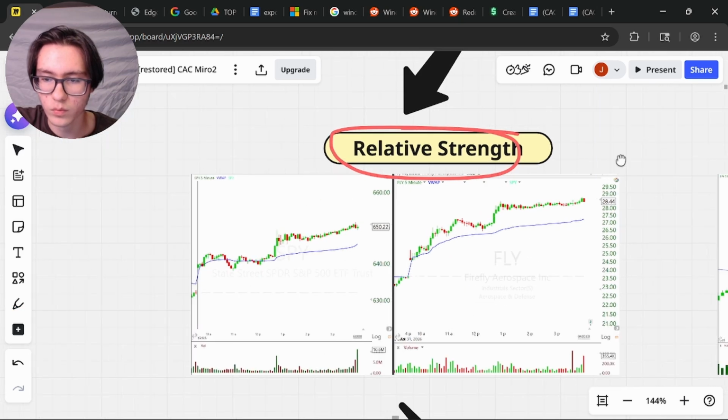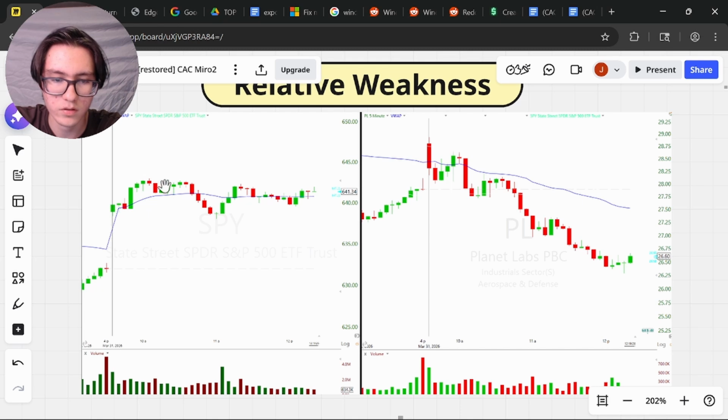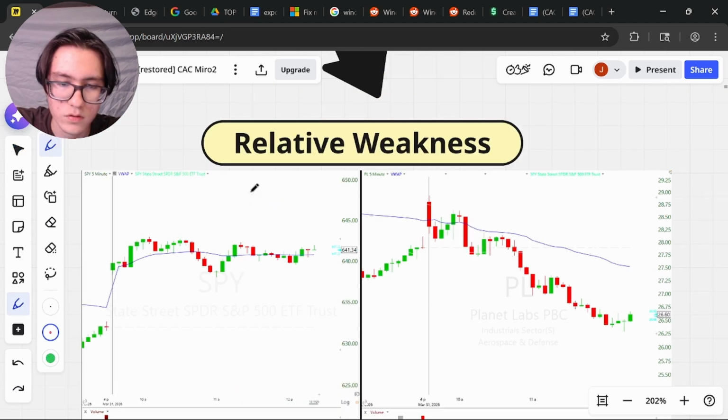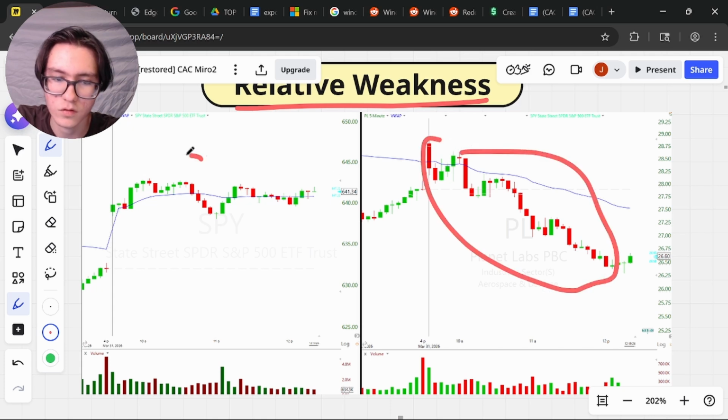And on the flip side, we have an example of relative weakness here. While the market was doing pretty much nothing here and just chopping around, the stock here has a pretty clear trend. Both of these gapped up, but the stock instantly started to produce red candles. And while the market was just dancing around VWAP in a range, the stock was able to stay under VWAP for pretty much the entire day. So this is a pretty clear example of relative weakness. While the market was just doing nothing, the stock here is clearly underperforming the market, and a trader would have a much better time trying to trade this over this.